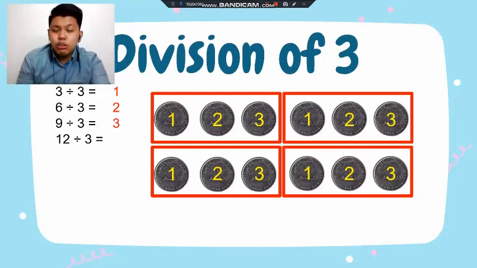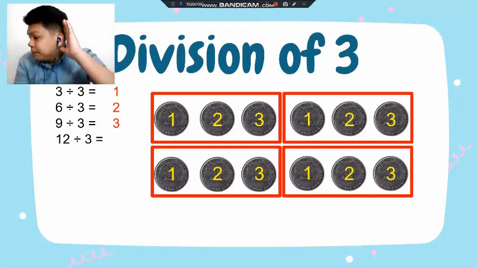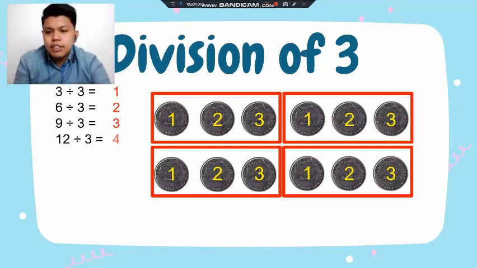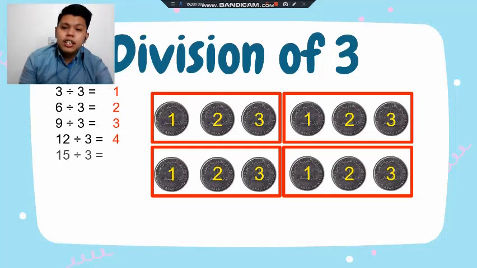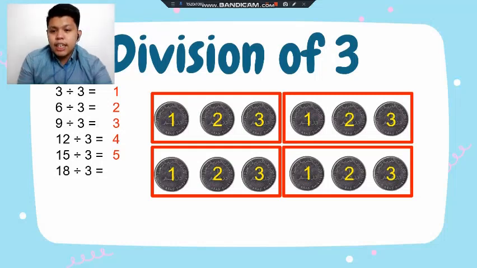So how many groups did we get? How many groups of 3? 4. So the answer is 4. So same with this one, you can do that. So that is 5. 18 divided by 3, that will be 6.